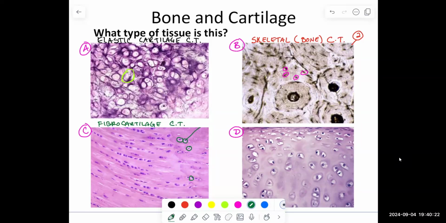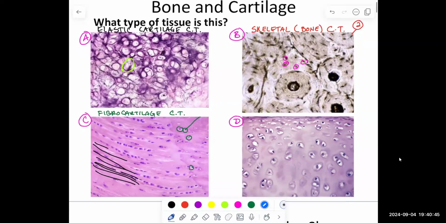How do I know this is fibrocartilage? Because you can see the fibers all running in one direction. What type of fiber is that? Collagen fibers. Visual, you can see it. Parallel fibrocartilage connective tissue.